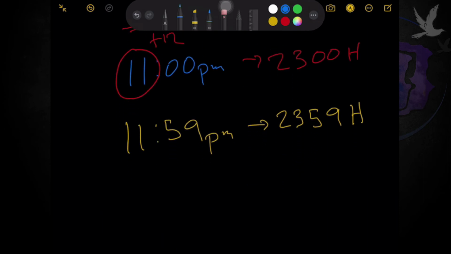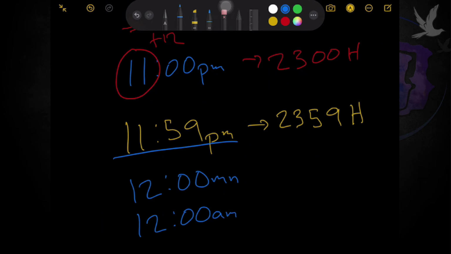Kasi the moment this will reach its next hour, which is 12 midnight, or technically AM, no? Basically, AM. This is equivalent to 0100 hours. Okay? Yan lang yung difference nila. So that's the basic of learning about the 12-hour and the 24-hour system.